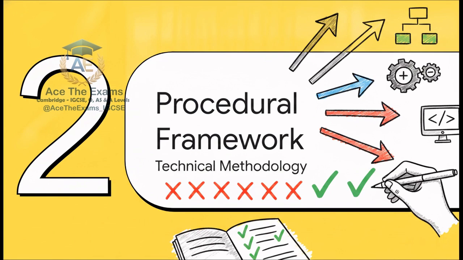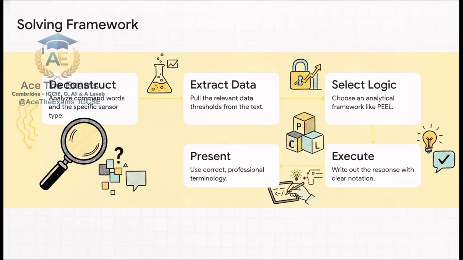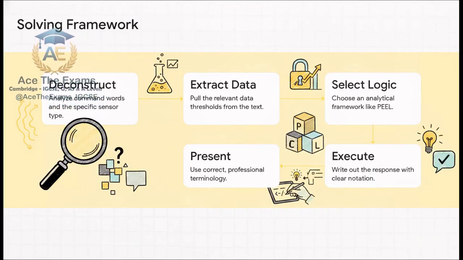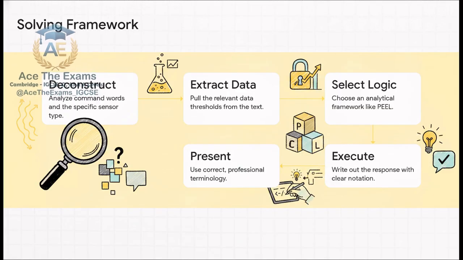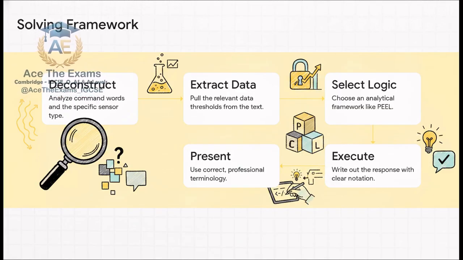Moving on to part 2, the procedural framework. This is where theory meets the paper. Okay, this is absolutely critical. You have to follow these 5 steps rigidly. Do not skip them. Step 1, deconstruct the question.